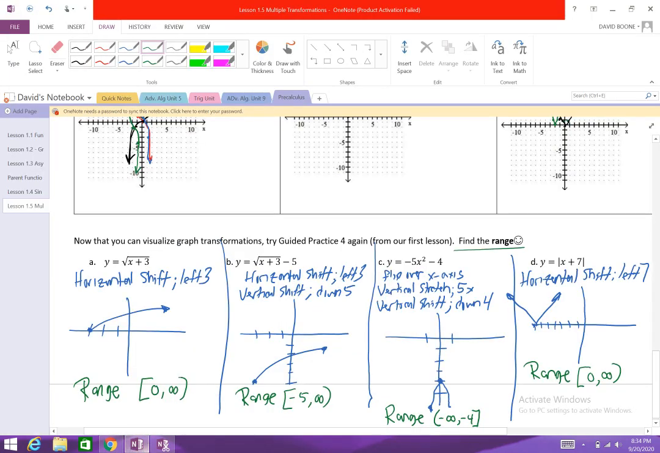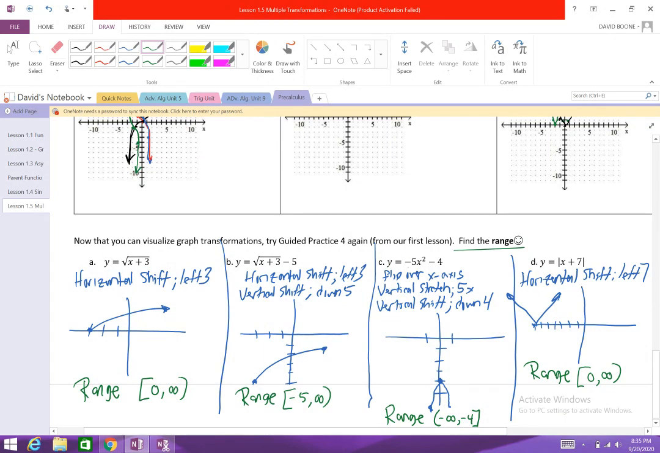All right, and hopefully this is what you got for your answer. The first one here was just a horizontal shift to the left of the square root function. So we've got our range down here. Pause this video if you need to take some time to look at this to fill out your sheet. But again, this is a horizontal shift to the left 3 and down 5. There's our range.